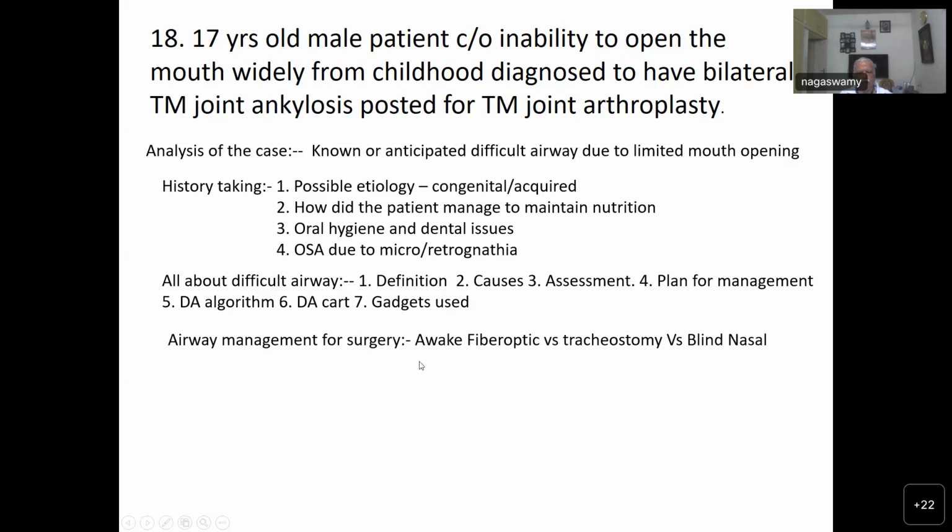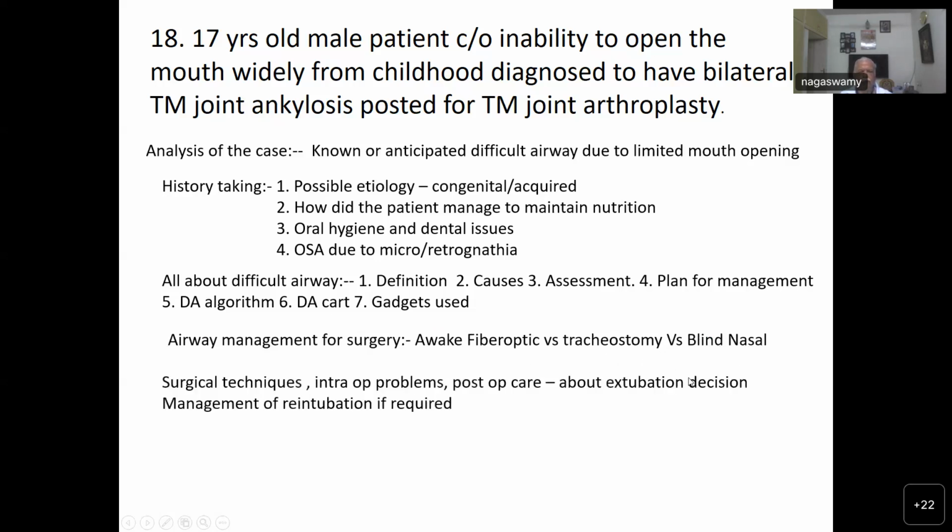First option is awake fiber optic nasal intubation. Second will be blind nasal if you are good at it, or if you have no fiber optic. And third will be the tracheostomy. These are the only three options you should say. Don't mention anything else because there is no mouth opening. So no video laryngoscope, no supraglottic airway.